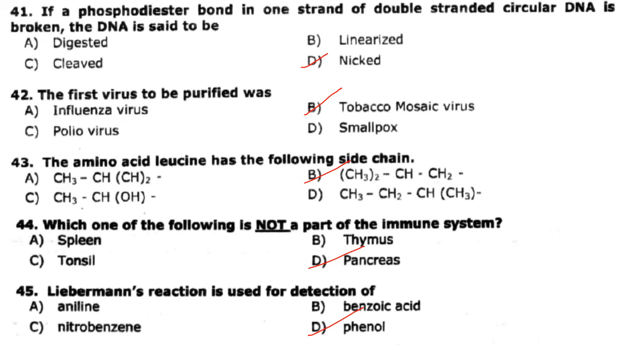Then which one of the following is not a part of the immune system? Spleen, tonsils, thymus, pancreas. So pancreas is not a part of the immune system. Then Liebermann's reaction is used for the detection of phenols. Answer is option D.